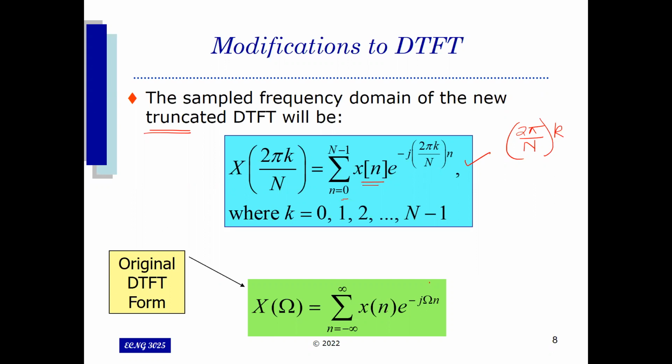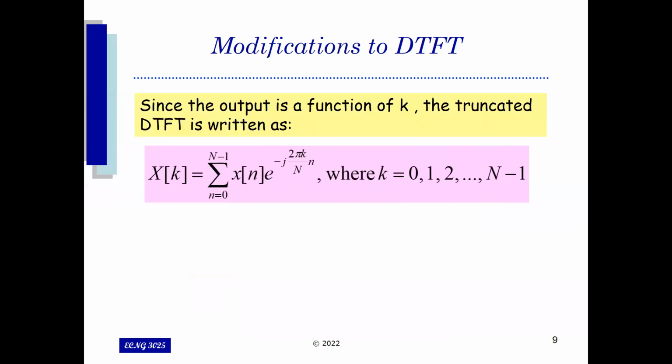Compare the top and the bottom. Because the output now is a function of k, notice that when k is naught, we have something. When k is one, we'll have something. So instead of using X of omega, we have divided up omega into chunks that depend on the value k. We're going to call this X of k. We replaced omega by a series of bits that we increment in values of k, and the output now is a function of k.